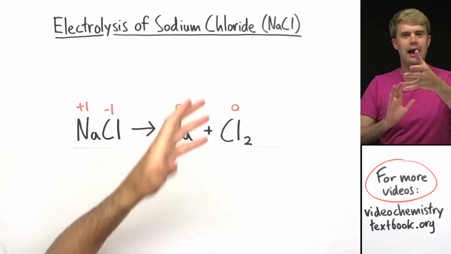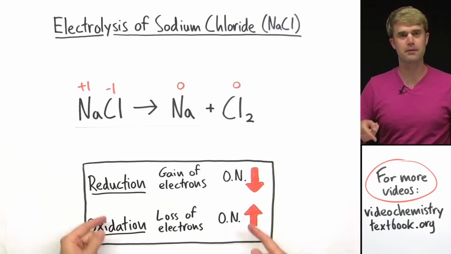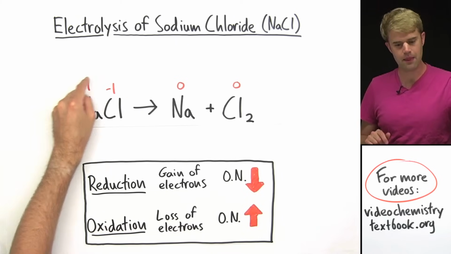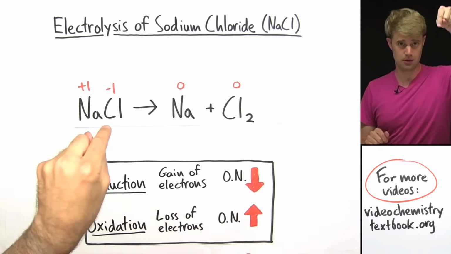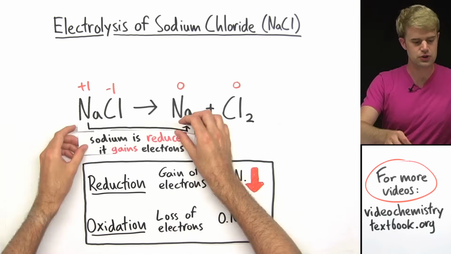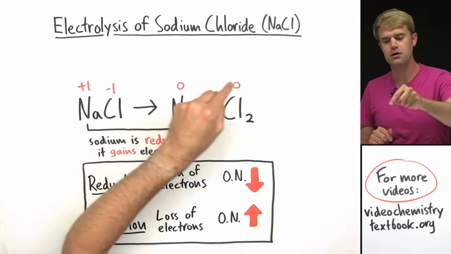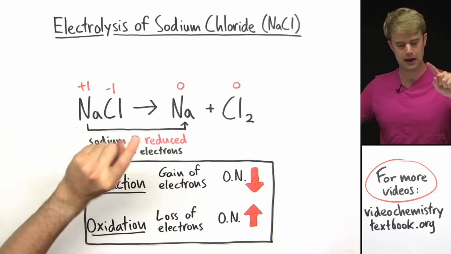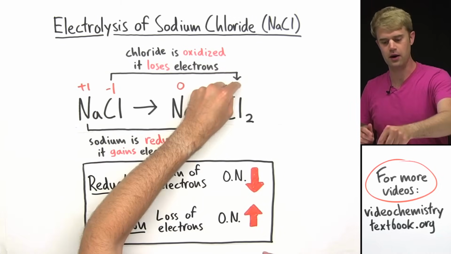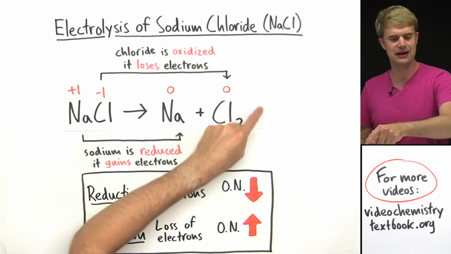Now, to understand how the electrons move, we've got to take a look at the changes in these oxidation numbers. We'll use this information to help us out. So let's take a look at sodium here, Na. On this side of the equation, it's +1, and then over here, it's 0. So its oxidation number goes down. So that means that it is undergoing reduction. It is gaining electrons. So sodium is reduced here from +1 to 0. And then Cl goes from -1 here to 0 over here. So its oxidation number is going up. It is undergoing oxidation, and it is losing electrons. It's being oxidized from -1 to 0. So sodium is reduced, gaining electrons, and chloride is oxidized, losing electrons.